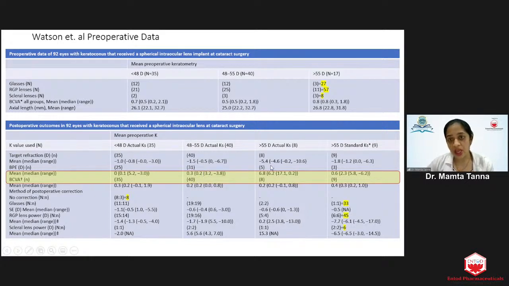But as you see, it was very big when the actual K was used in severe keratoconus cases, though it was less when the standard K value was used. Even the range you see is very big when the actual K was used in severe cases. So this shows that the standard K value is better in severe keratoconus cases.